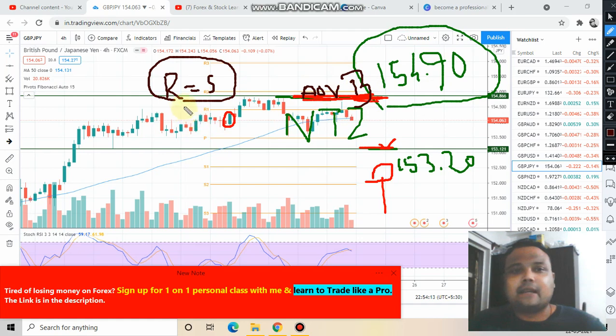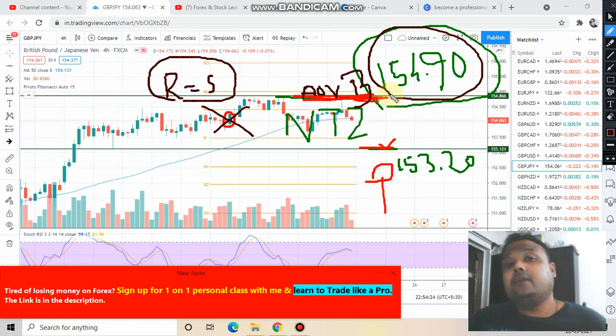Otherwise, as long as the market is in this range, we will just try to avoid. If you are a beginner, you should completely avoid. Wait for the market to cross the 154.90 level, then only you will get the next best opportunity. Or otherwise, wait as long as you are seeing the market in the tight range. So this is it. Hopefully you have understood.